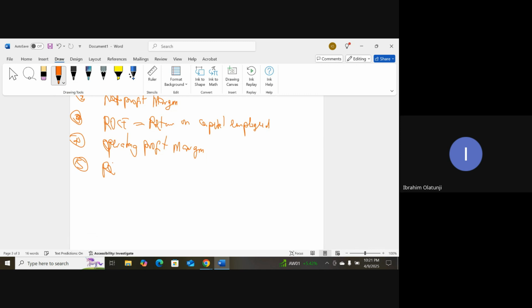Return on total assets. So you can see that when you just do a theory, the relevant one, then you are good to go. And the return on equity.